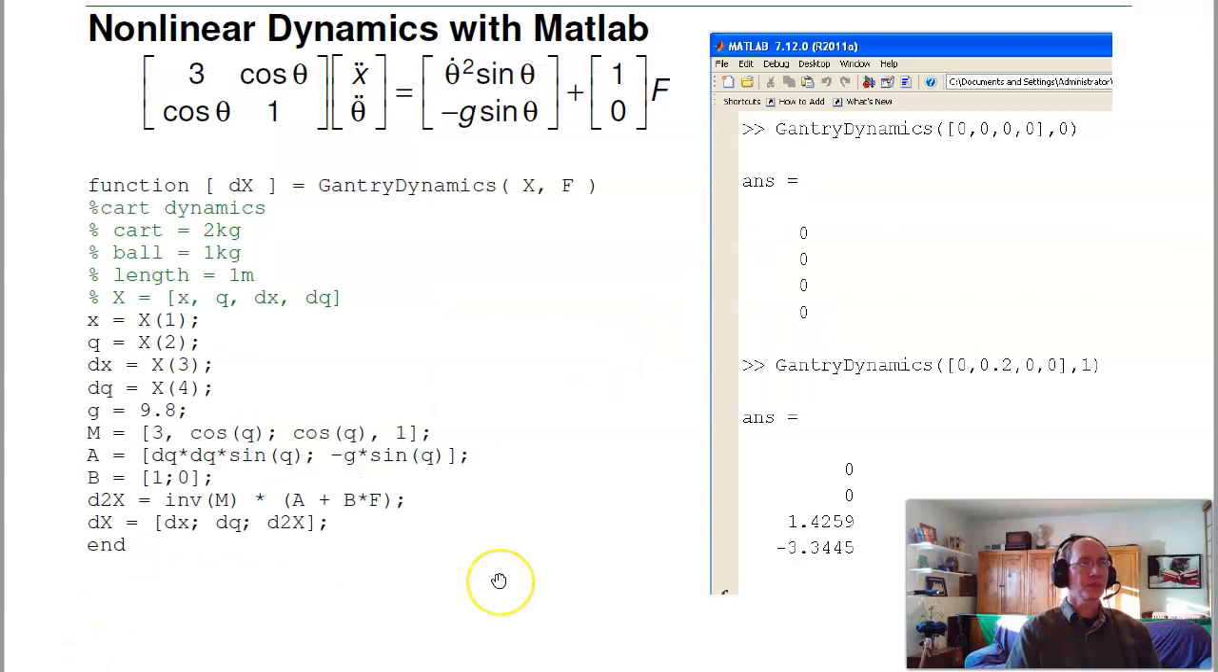Now that's for the linear system. For the nonlinear system, I want to use the nonlinear model. Given position, velocity, angle, angular velocity, calculate the acceleration. And to do that, I'll take this term, I'll call that M, that's my mass matrix. This I call A, here is B. So the acceleration is the inverse of the mass matrix times A plus B times F. And the states, this is going to be your X double prime, theta double prime. That's the derivative of X dot and theta dot.